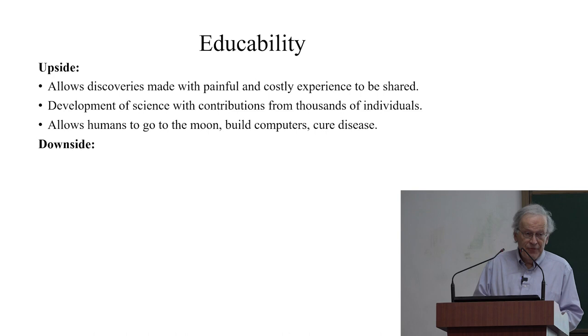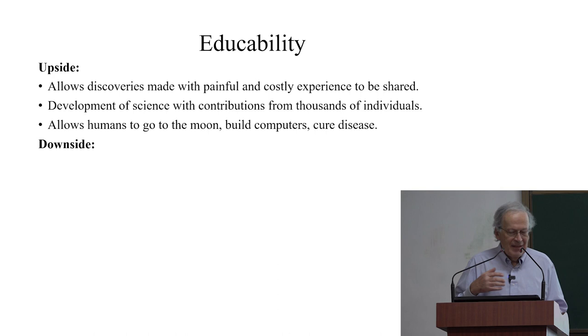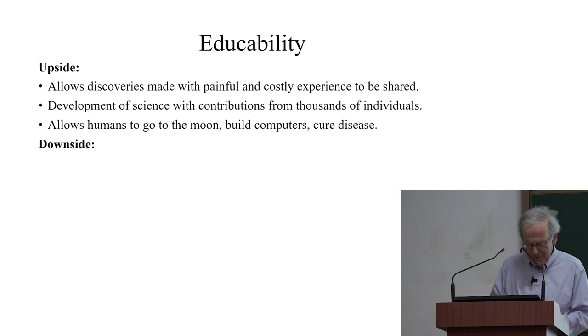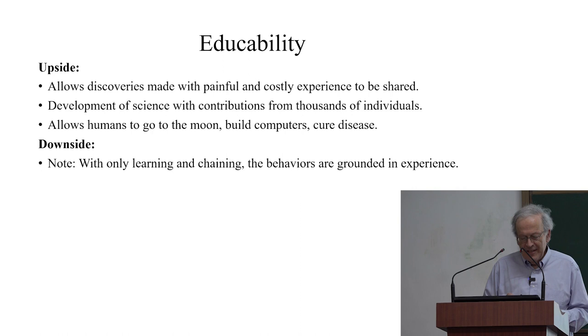The idea is that before you add this ability to take instruction from others, everything is based on experience. My experience: where to find food, where to do this, where to do that, and I fit my belief with the real world. So it's very grounded. If I evolve to be able to recognize my food, it's good for me. I've evolved to do just exactly what's good for me. So this learning and training, the behaviors are grounded in experience. This is how most animals in the world go. But with this educability, we can do this amazing stuff in science.